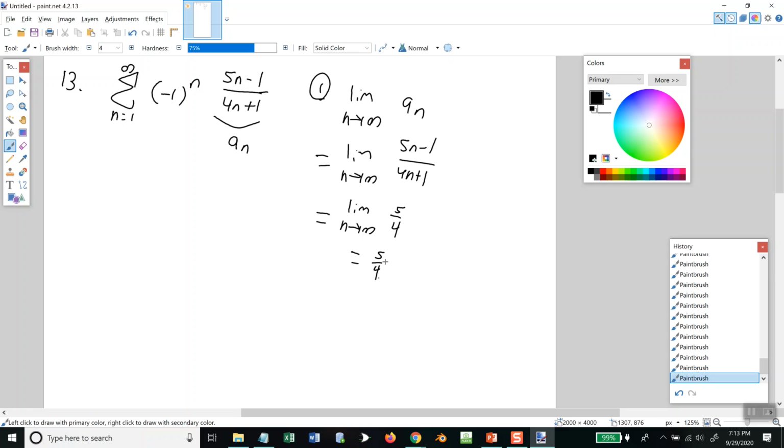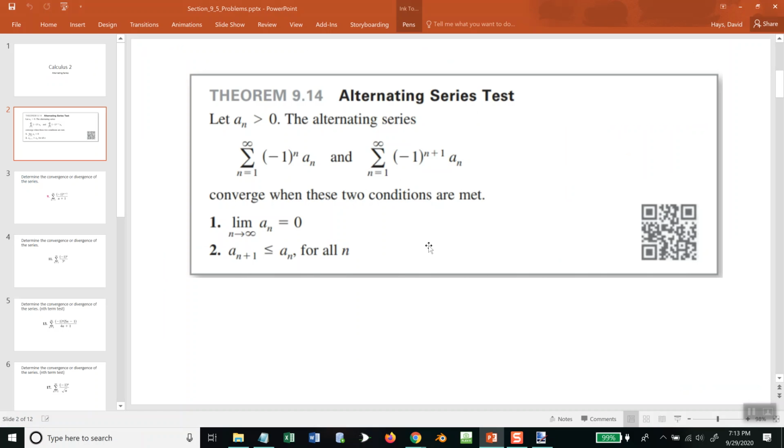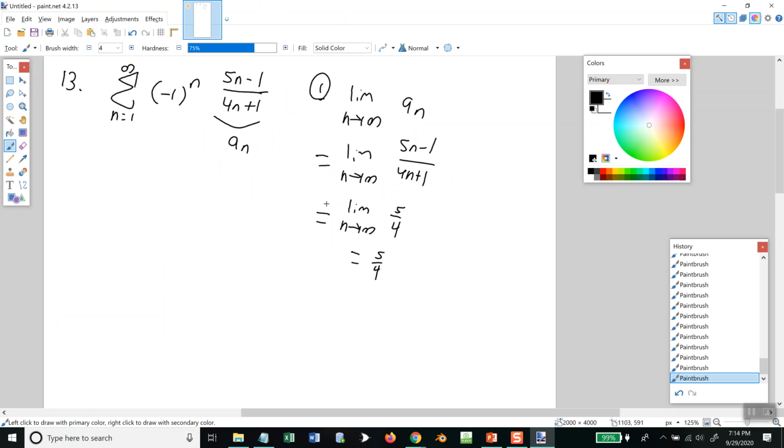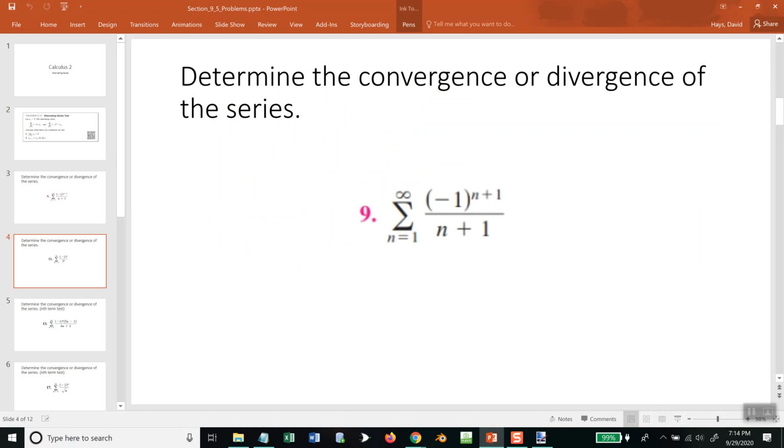Now that's obviously not 0, is it? Which means that test can't tell us anything. Because it says converges when these two conditions are met. It doesn't say it diverges if they're not, does it? That's an important distinction. I put a little note on this so I could look at the formula.